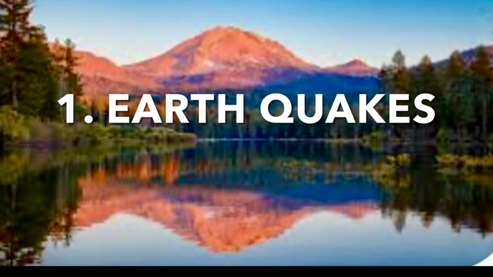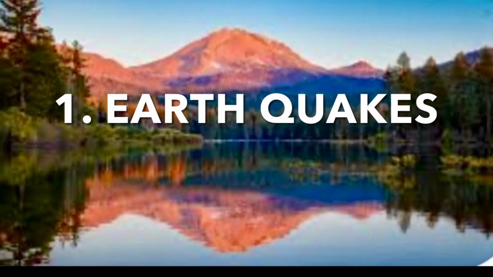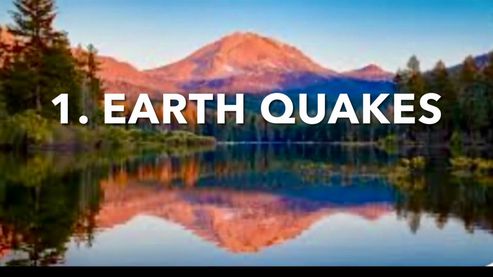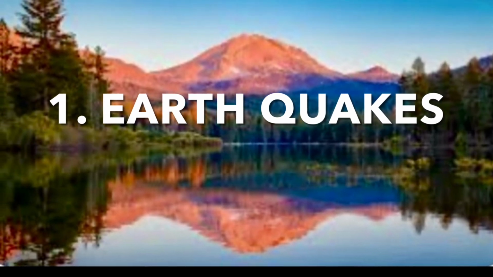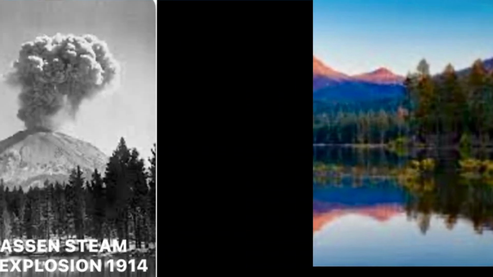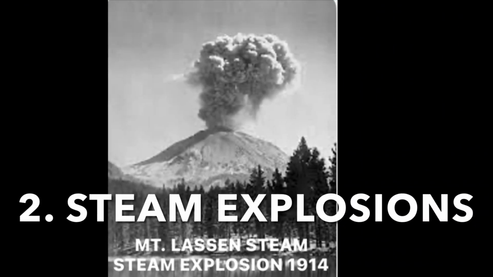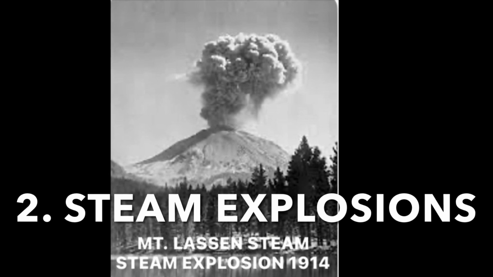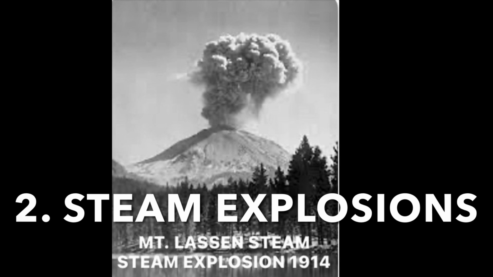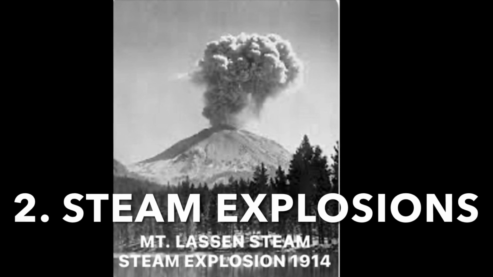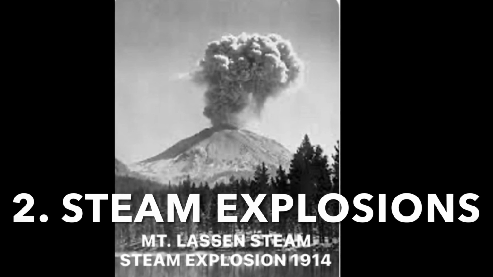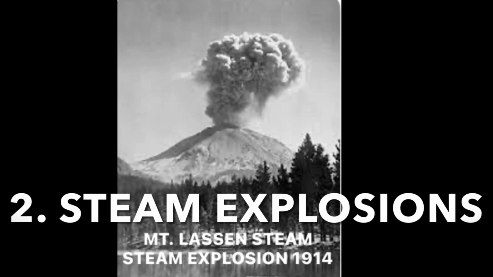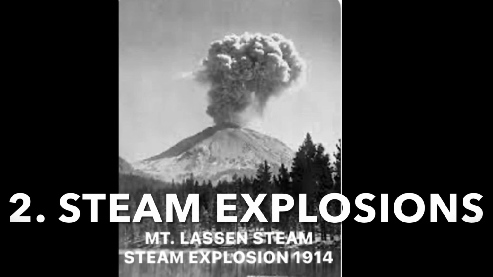In late 1913, Mount Lassen began to produce intermittent earthquakes, and earthquakes are the very first sign that something big is about to happen with a stratovolcano. Then in 1914, Mount Lassen began to produce a series of small steam explosions. The second sign that something big is going to happen. Steam explosions happen when felsic magma rising up to the top of the volcano comes in contact with water, causing an explosion of steam and hot ash.